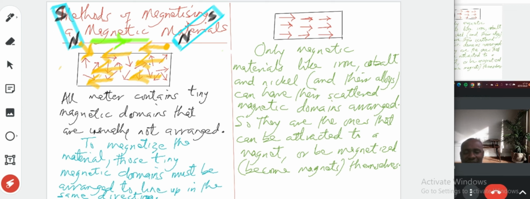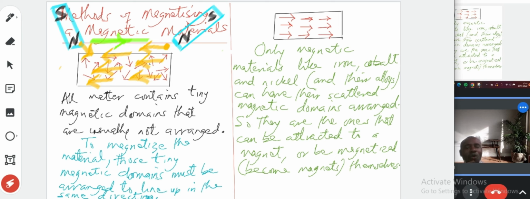Now, to make a matter become a magnet, you need to arrange or line up those magnetic domains. Like in this case, they are not lined up, they are scattered. I'm talking about the red arrows. The yellow arrows are showing when they are now arranged, just like the red one on the right hand side, also showing where they are arranged. So any material that you can arrange the domains like this will become a magnetic material.